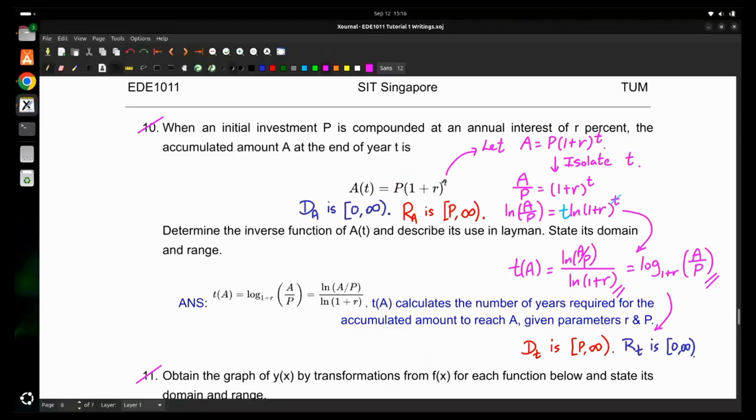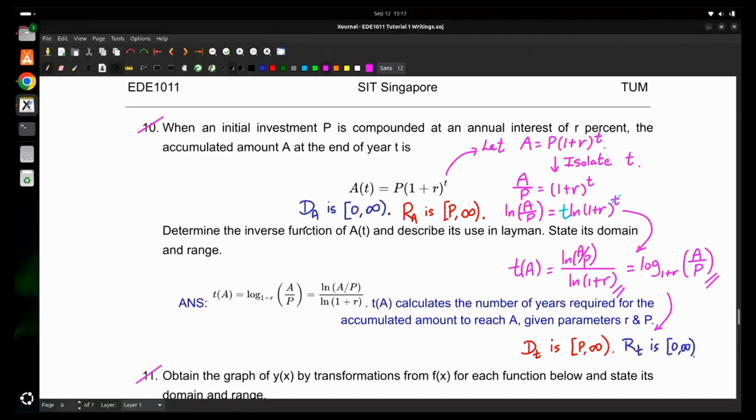So when you do that, it's actually a square. Then you see how the t at the exponent comes about. Because every year, you are just having this 1 plus R return of the previous principal, the principal at the end of last year. Okay? So hence you have this expression. So what's the objective here? This calculates your accumulated amount by the end of year t. So here you're supposed to determine the inverse function and then describe its use in layman's terms.